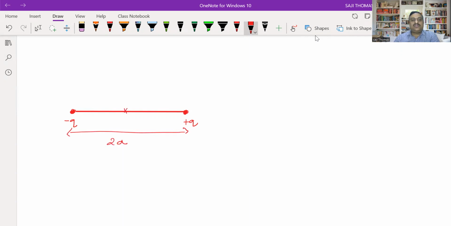I am marking the center of the dipole. O is the center. The negative charge I am naming A, and the positive charge B. I am going to find out the electric potential due to this dipole at an arbitrary point. I am taking a point here, and this point I name as P.